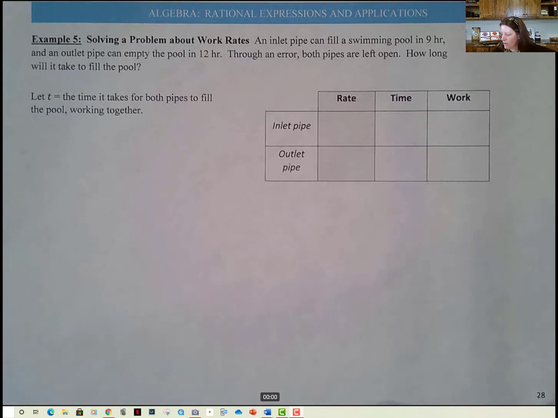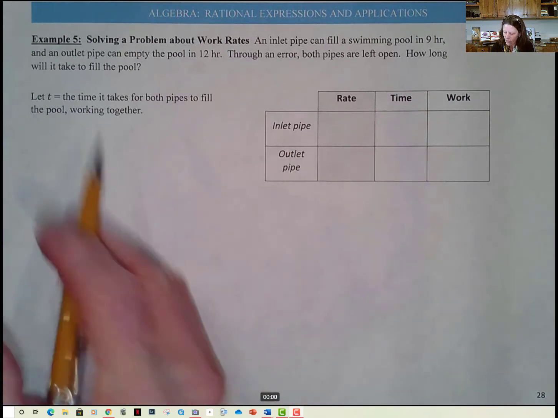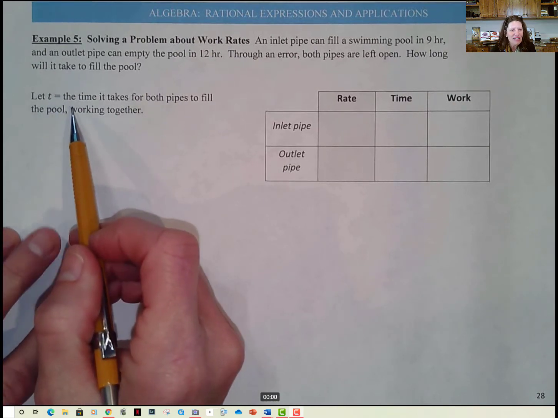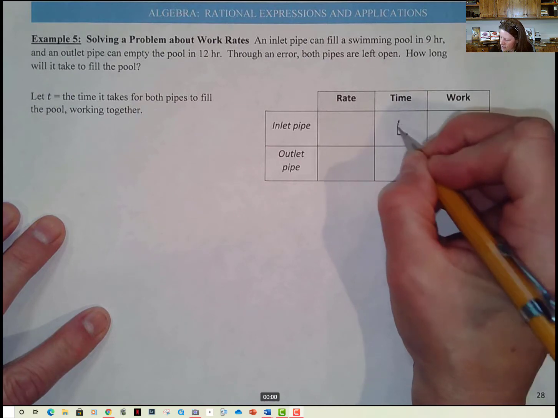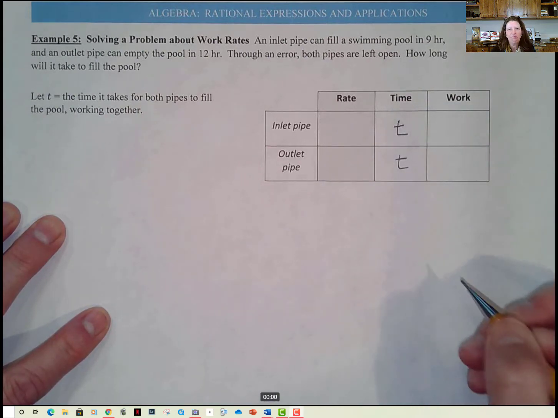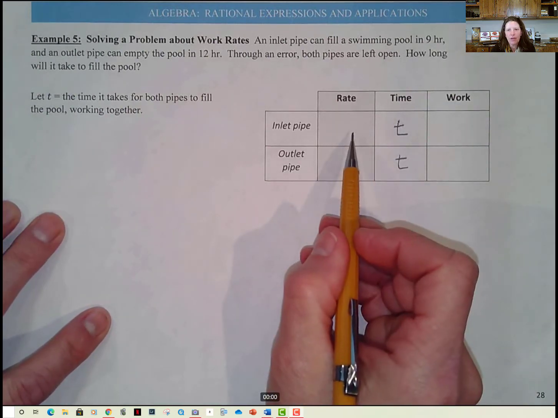Don't make this error, okay? Don't fill your pool and leave the drain open. Well, let's let T represent the time it takes for both pipes to fill the pool working together. So that goes in our time column. Next, let's input our rates.